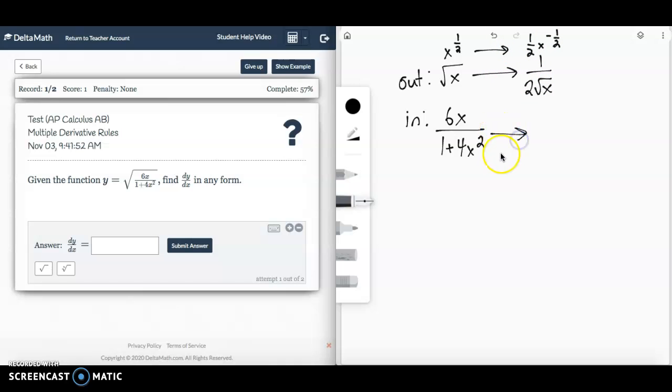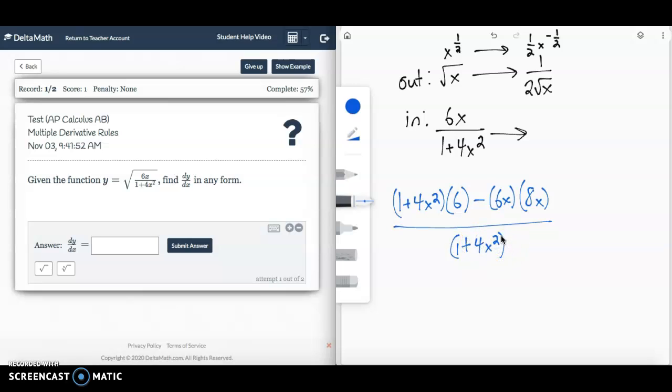And then to find the derivative of your inner function, I actually have to use quotient rule. So I'm just going to sidestep real quick and do my quotient rule for that. So my low function times d high, the derivative of my upper function, which is 6, minus high, my upper function, times d low, the derivative of my lower function, which would be 8x, all over low squared.